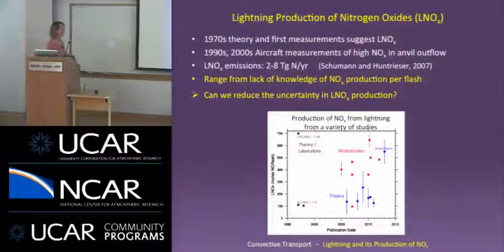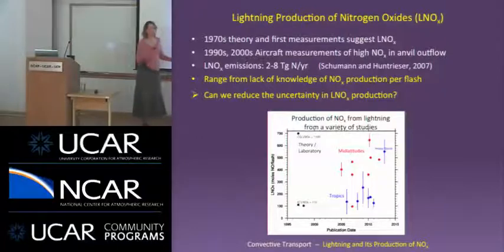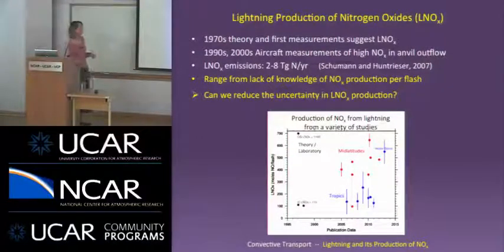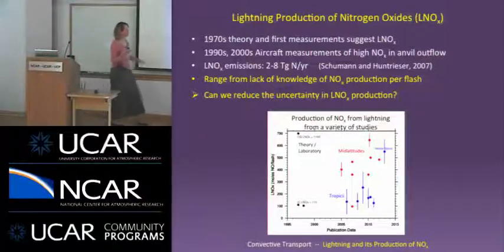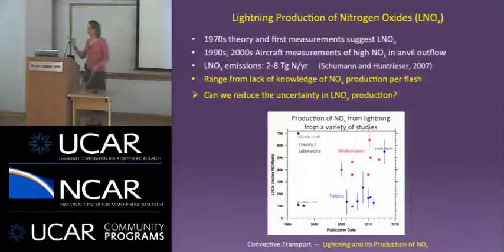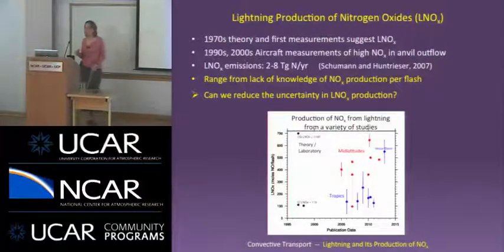The suggested reason for the difference between the mid-latitudes and tropics is likely the length of the lightning flash, where there's a connection with wind shear, with higher wind shear in the mid-latitudes compared to the tropics, suggesting there might be longer flashes in the mid-latitudes. So with this range of uncertainties, one of our questions is, can we reduce the uncertainty in the lightning NOx production?